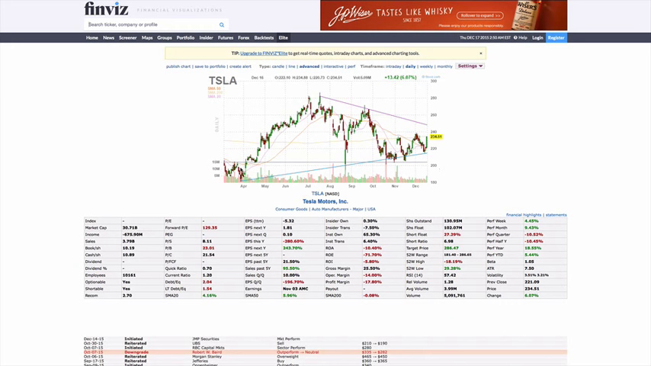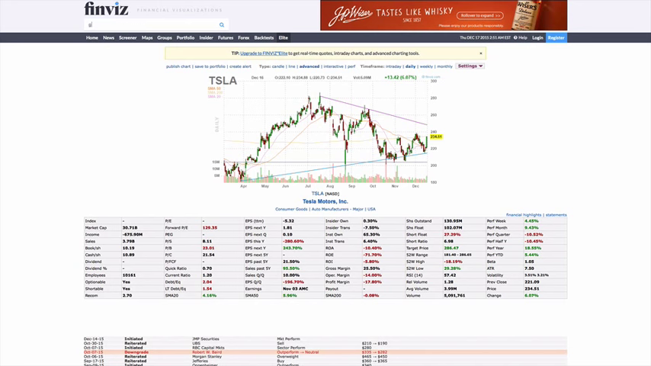At this 205 level, we have resistance, resistance, resistance, and support, support, support, support. We have this upper trend line going downward, and this lower trend line going downward. And what you've got to keep in mind is when these trend lines meet and the stock breaks above a trend line, that can be a big move upwards.